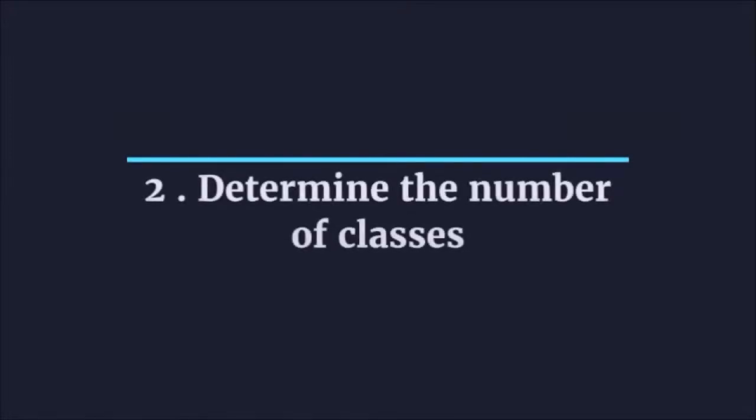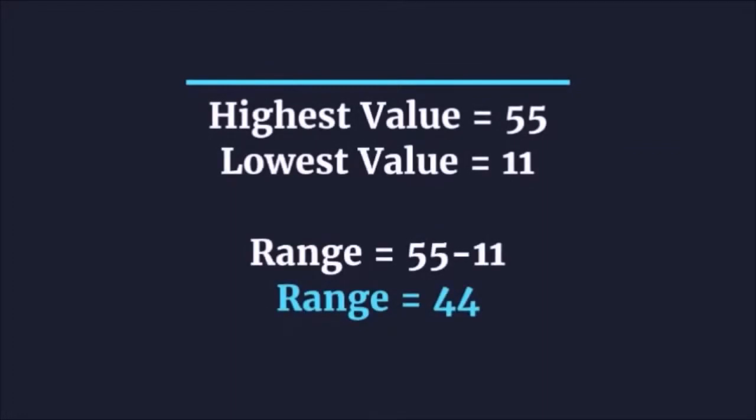Step 2 is to determine the number of classes. To determine this, we should first find the difference between the highest value and the lowest value, and that will be our range. In our case, the range is 44. We need this to determine the number of classes. The objective is to use just enough classes.